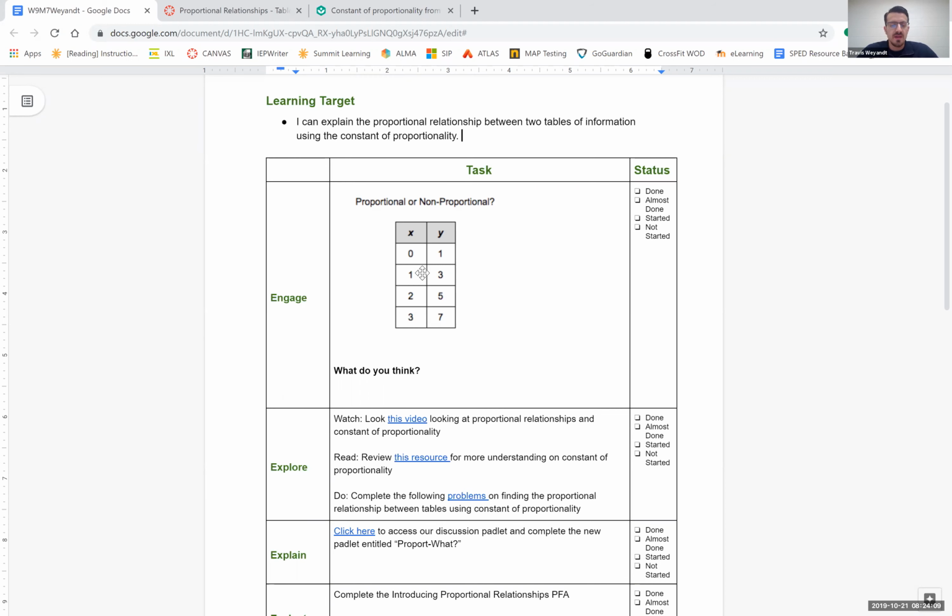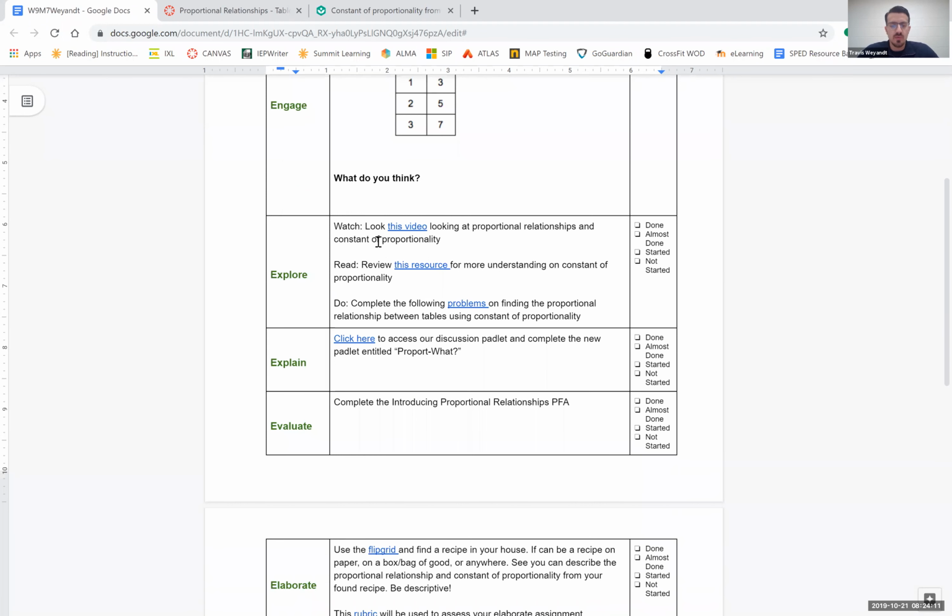So if we continue down and look at the explore section, there is a video that you can watch, and we're not going to watch it in this video, but there's a video that looks at proportional relationships and that constant of proportionality. What is that? It helps you define it and see how to solve it, and some different examples. So make sure you click on that video and look at that resource as a way to enhance your learning with this idea of proportional relationships.